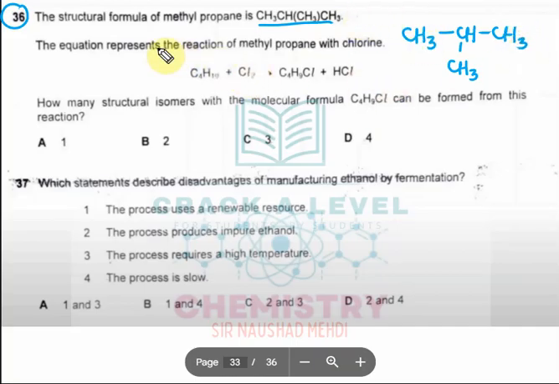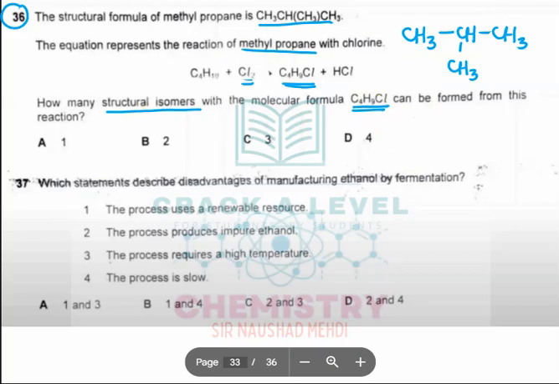So the equation represents the reaction of methyl propane with chlorine. When methyl propane reacts with chlorine, as you can see there are single bonds present, so it is an alkane. If it's an alkane, the substitution reaction will take place, and over here you can see one chlorine atom is being substituted. So C4H9Cl will be formed. How many structural isomers with the molecular formula C4H9Cl can be formed by this reaction? They are asking about the total number of isomers of C4H9Cl.